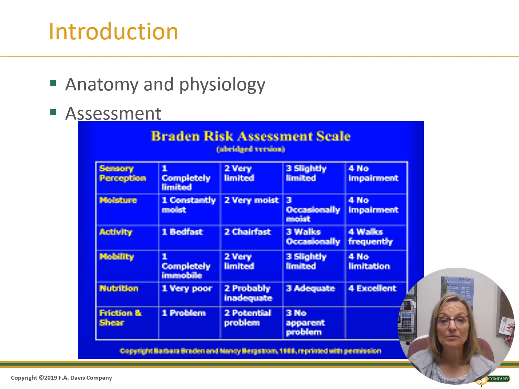And one of the big things to remember is kids who are acutely or chronically ill are at risk for pressure ulcers. And this is an example of the Braden risk scale. You will need to be familiar with it. It goes through and checks for sensory perception, moisture, activity, mobility, nutrition, and friction and shear.